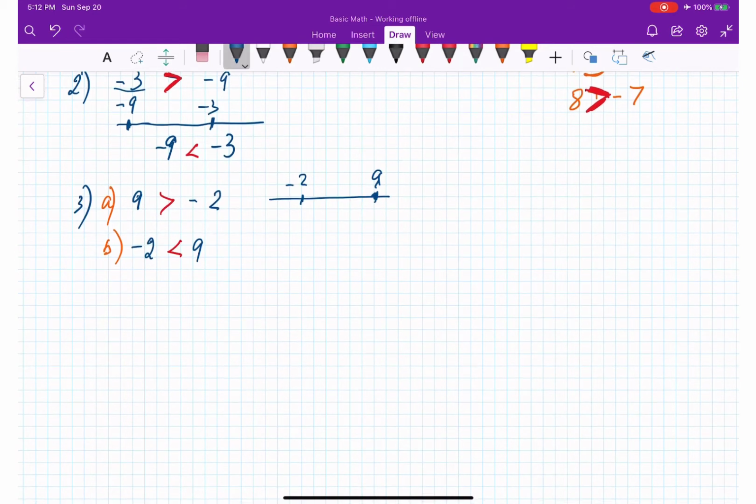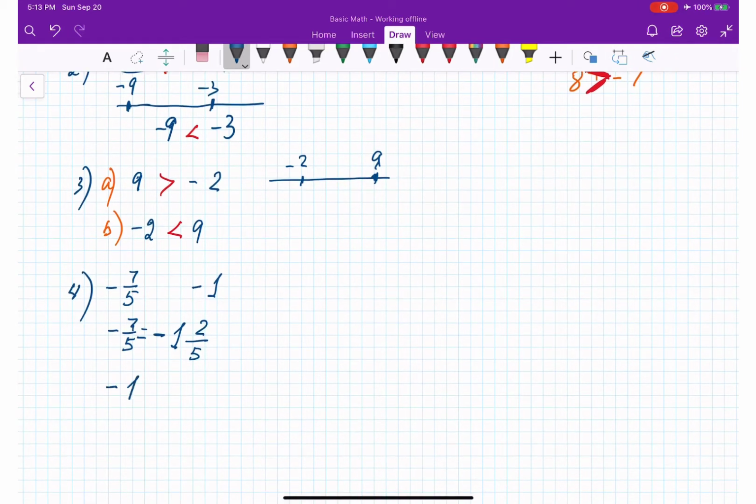Question number 4. So negative 7 over 5 and negative 1. Okay, negative 7 over 5, it's an improper fraction, right? It's going to be 7 divided by 5 one time. Remainder is 2, 7 minus 5 is 2. 2 over 5. So what does that mean? I have negative 1 2/5 and I have negative 1. So what's the relationship between them? Since negative 1 and 2/5 is going to be more on the left side than negative 1, correct? Which means between them, it's going to be the sign less than.